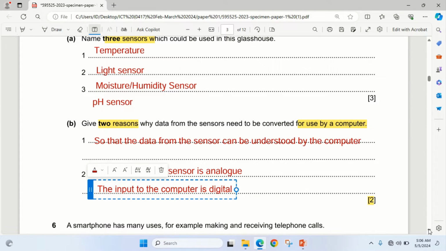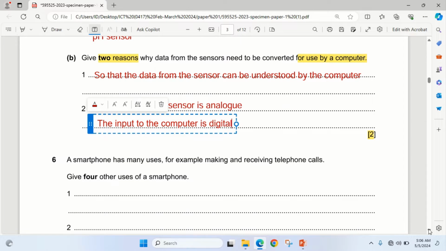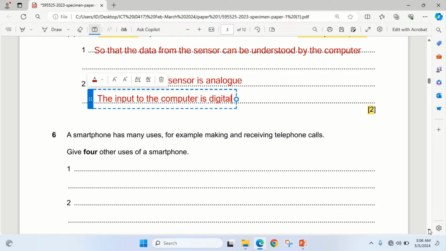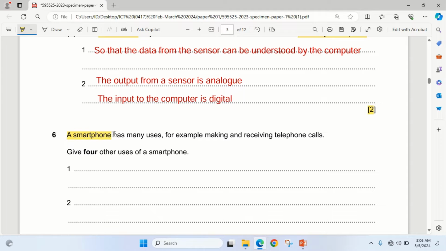So that is done. Then the next question, which is question 6, the question says a smartphone has many uses. So this question is about a smartphone. You see the keyword there, has many uses, for example, making and receiving telephone calls. So give 4, that is state 4 other uses of a smartphone. Now before we call a phone smart, that means it has the capacity to do some normal computer operations. So that's the meaning. So what are the other uses of a smartphone?